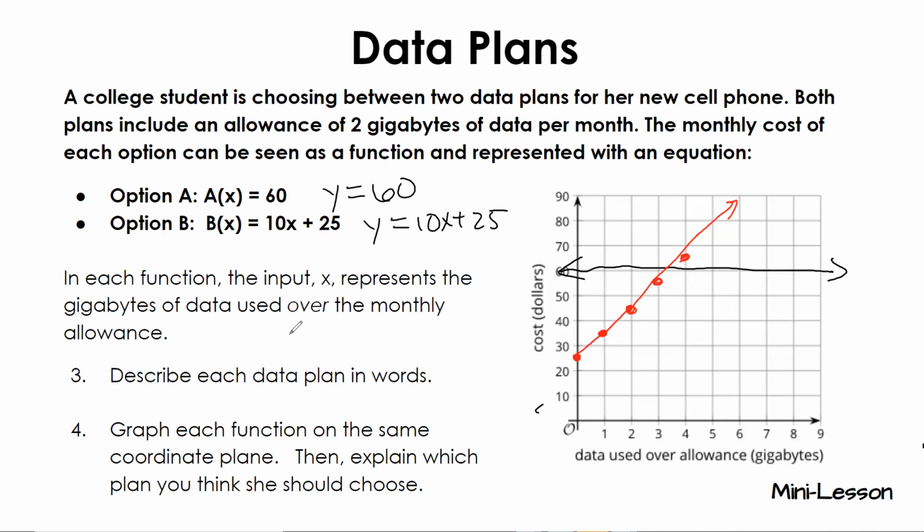Okay, describe each data plan in words. For instance, when you go to T-Mobile, you don't ask them, hey, what's the equation for your data plan? That's not what happens. They say it's $60 for unlimited data, right? And that's what's described in option A. So in option A, it's $60 for unlimited. No matter how much you spend, it's going to be $60 the entire time. Now, option B starts with $25, and then it's $10 per gigabyte.